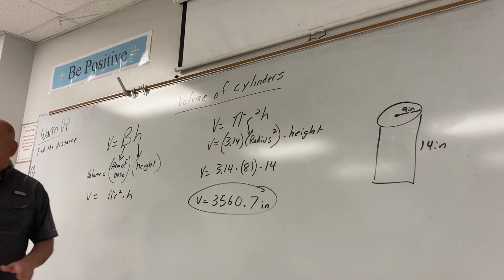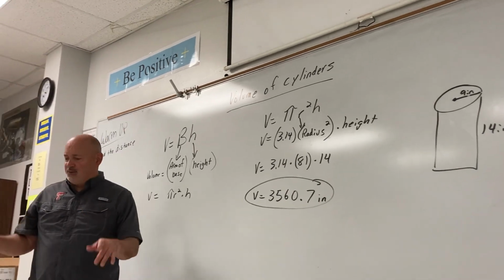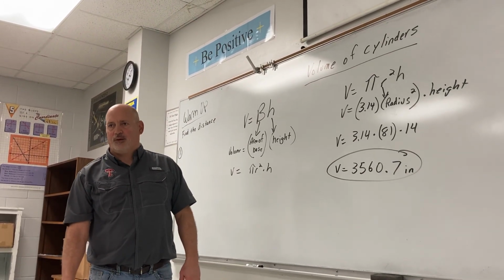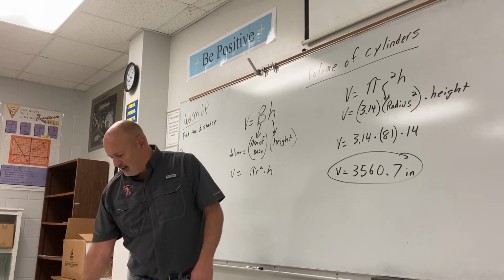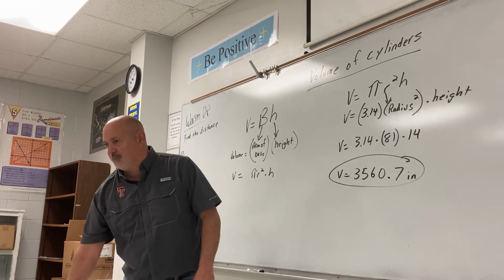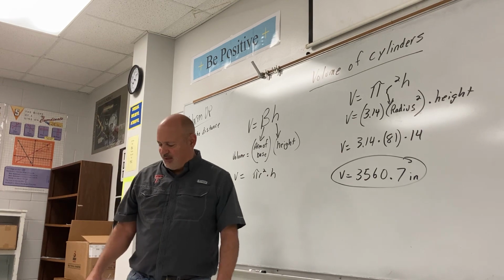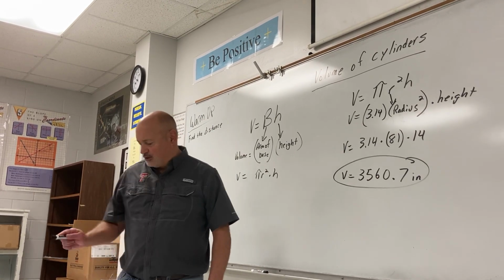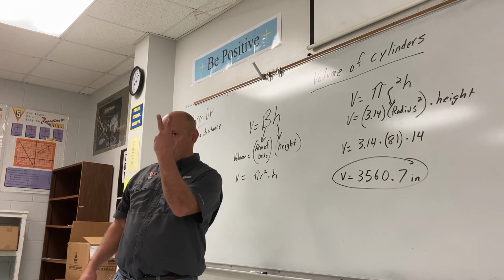Squared is when we have a two-dimensional object, like this tile on the floor. Are you with me? I could find the area of it by doing length times width. That would give me the inches squared. Are you with me? Two-dimensional objects have a 2.